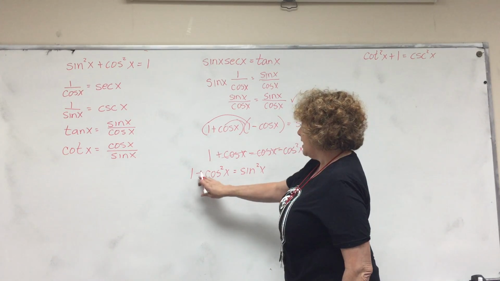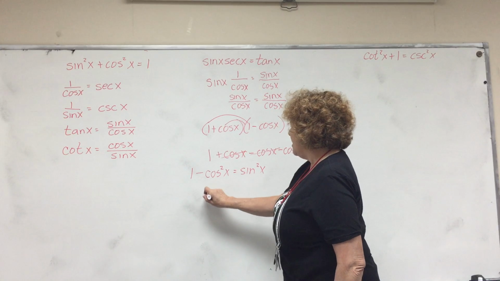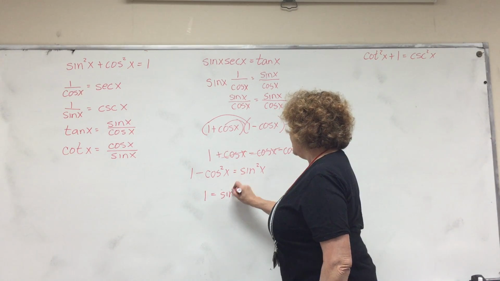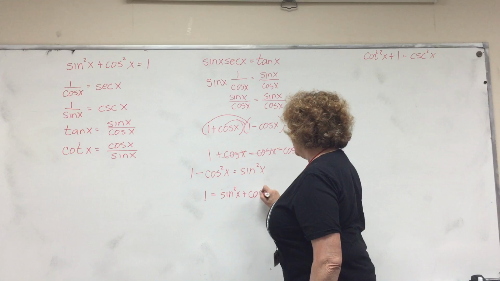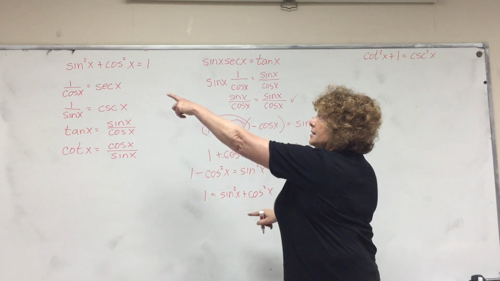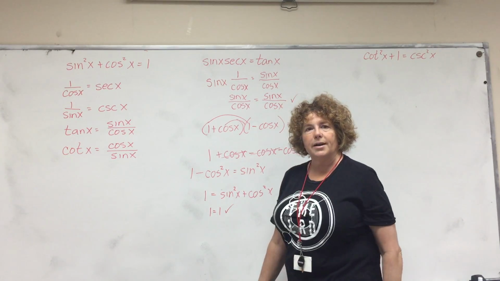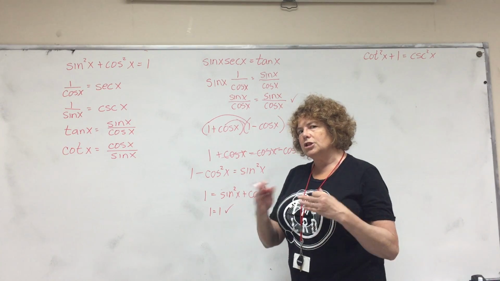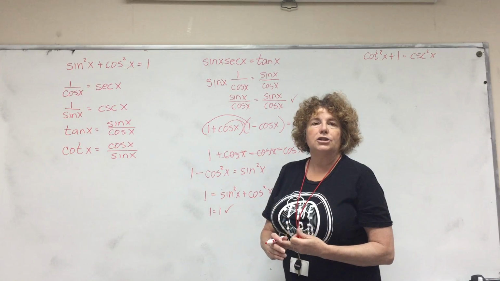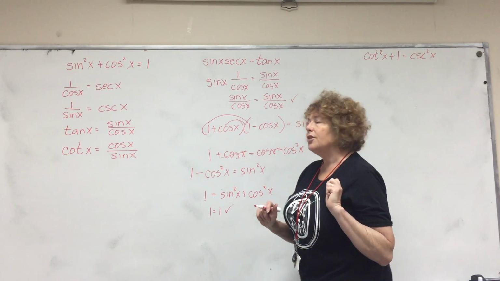Well, take a look at this. I can move this over to this side and make it 1 equals sine squared x plus cosine squared of x. Sine squared plus cosine squared equals 1. So 1 equals 1. See what I said? It's just substituting and changing it so that each side equals each other.